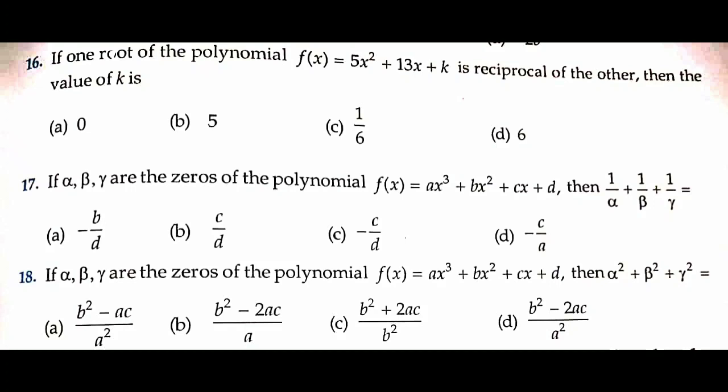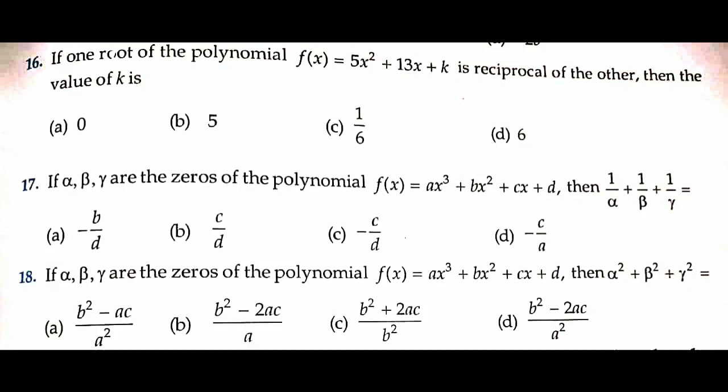So the sum of its zeros, minus b by a, whole square, will give us b square by a square, and the product of its zeros taken two at a time, we have c by a. So here in this situation, minus 2 into c by a. After taking the LCM, in the LCM the denominator will be a square, and in the numerator we will have b square minus 2ac. So similarly, option D is right here, that is b square minus 2ac divided by a square. Try to simplify this faster.